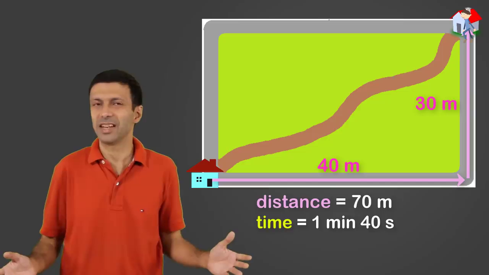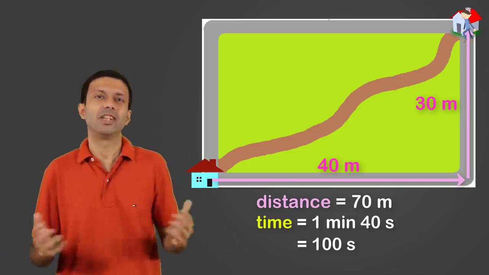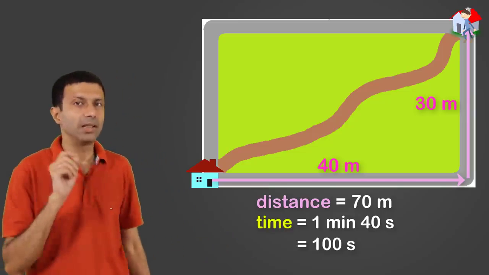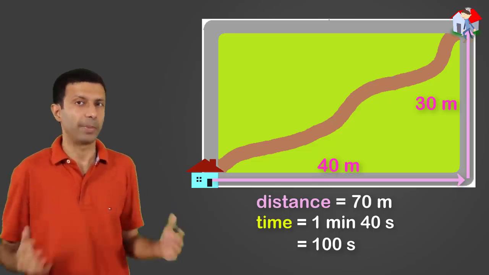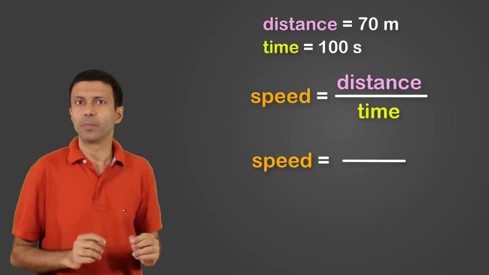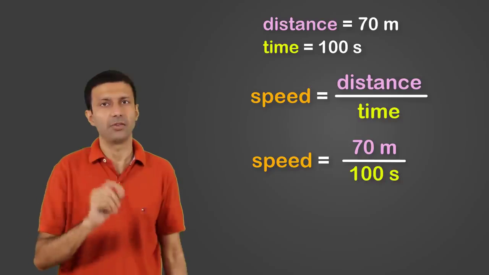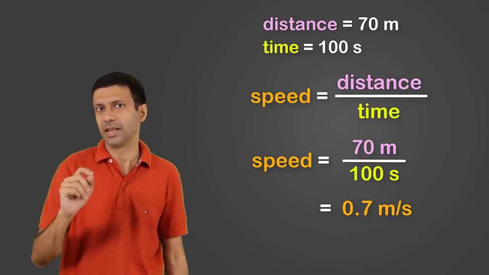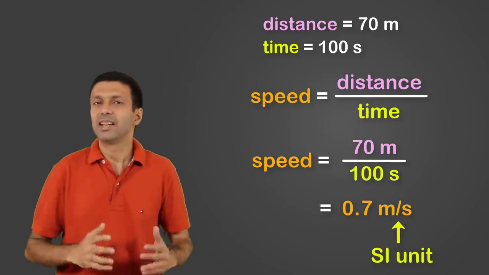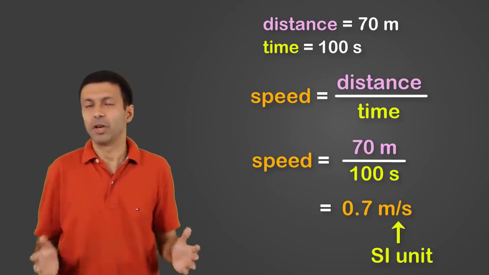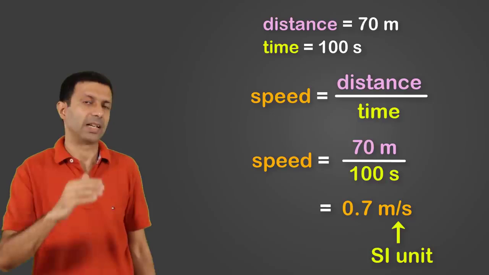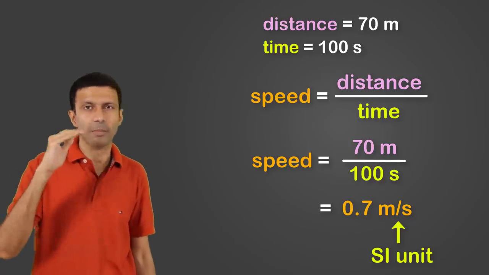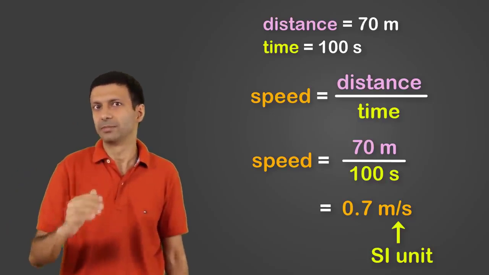So how many seconds is that? That's right, 100 seconds. Now let's plug in the values and calculate your speed. So speed is going to be 70 meters by 100 seconds. So that's 0.7 meter per second. So that's the SI unit of speed because it's distance by time. So the unit is meter per second.